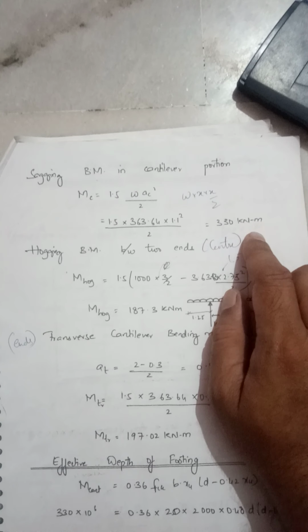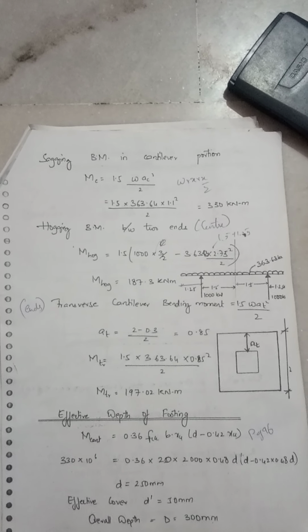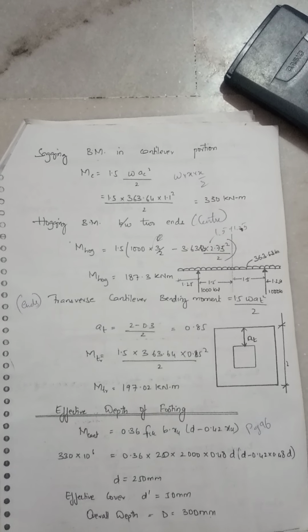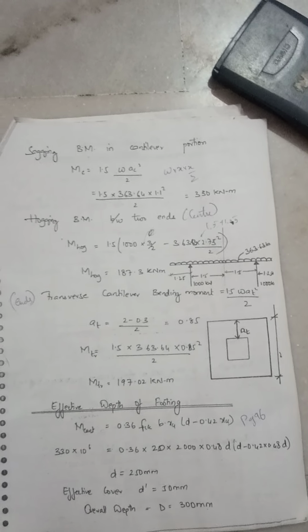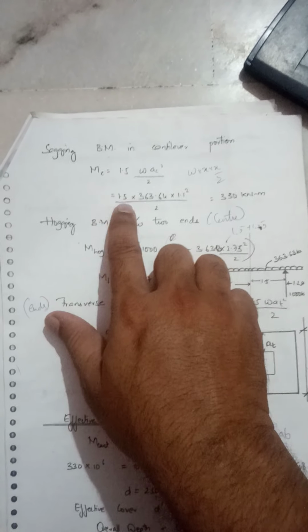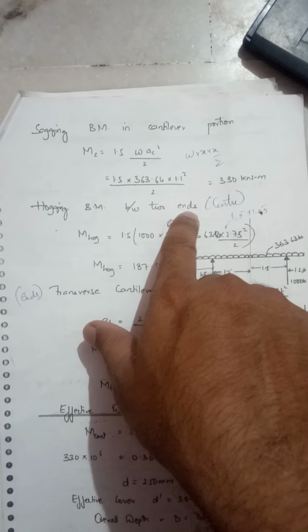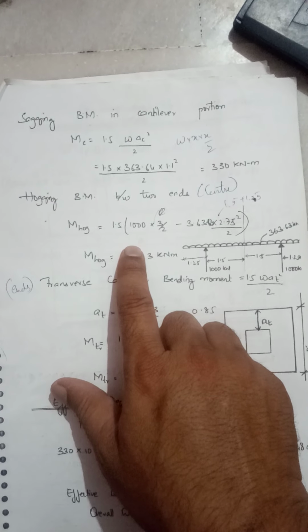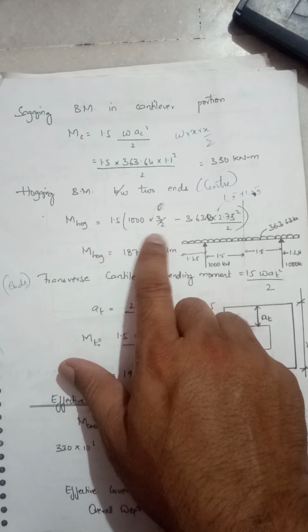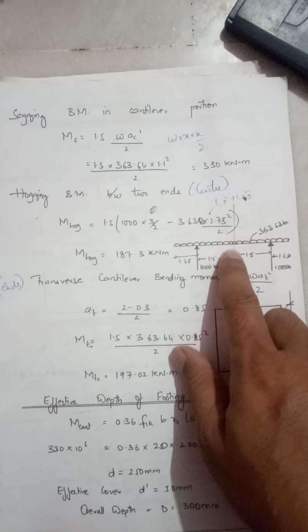As I had told you, we have to find the moment at three places. One is at the cantilever part, another is at the central part where the shear force becomes 0, and the third is at the transverse part. The first we have found at the face of the column. The second is the hogging bending moment between the two ends, that is at the center. You can see here, we have to find it at this center.